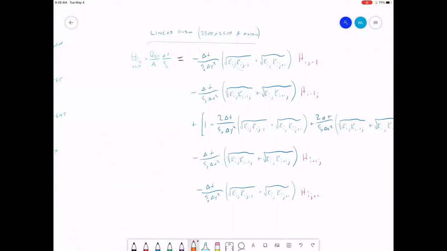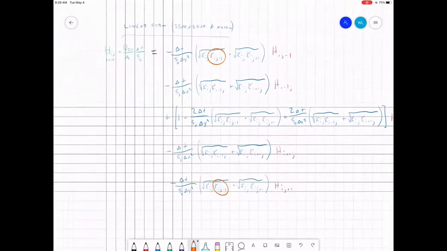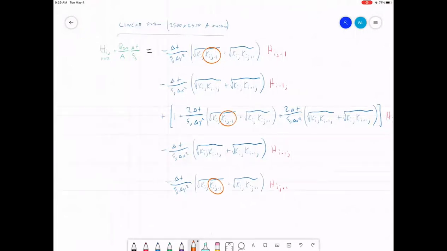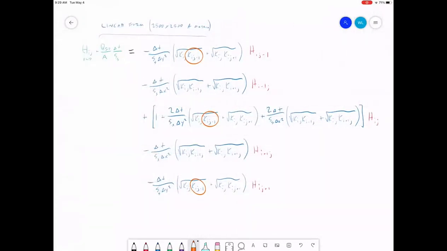We have this Kij minus 1 that's problematic, and another Kij minus 1 that's problematic, and this Kij minus 1 that's going to be problematic. The Hij minus 1, that's just this guy here. That's the only one that's going to be an issue here. So we can make that fix first. Instead of this being Hij minus 1, that'll just be our H lower.